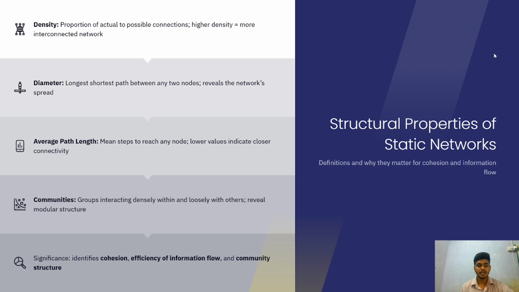Then we have communities, which are groups of nodes that are more closely linked to each other than to the rest of the network. Communities help us understand how people form groups or clusters. Finally, the significance of these properties is that they help us understand information flow and the structure of different communities. Let's move to the next slide.